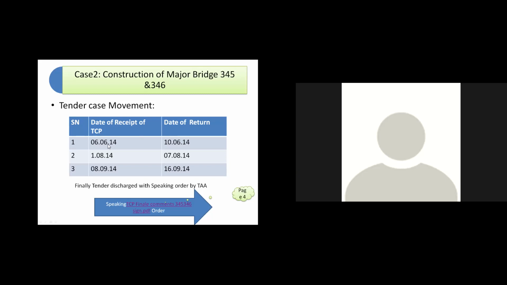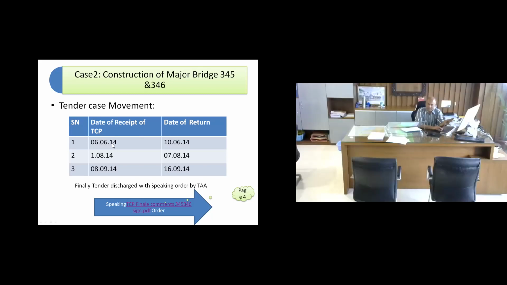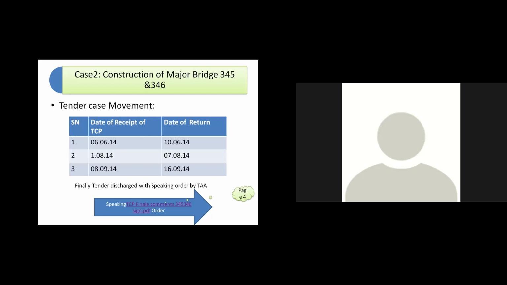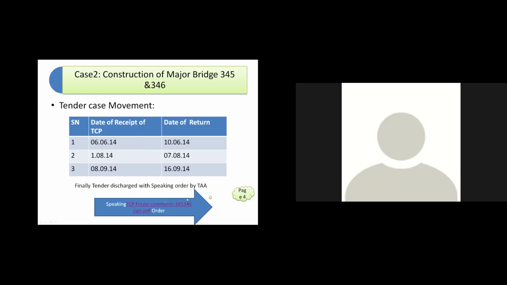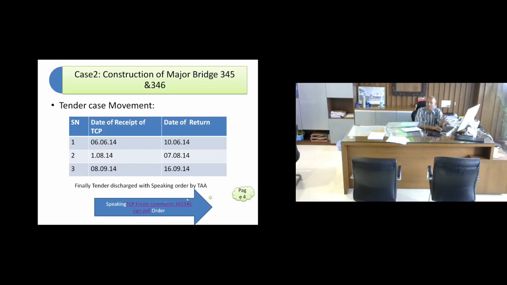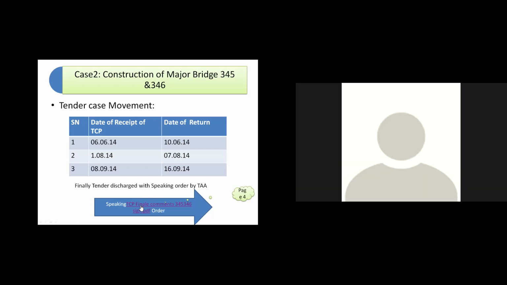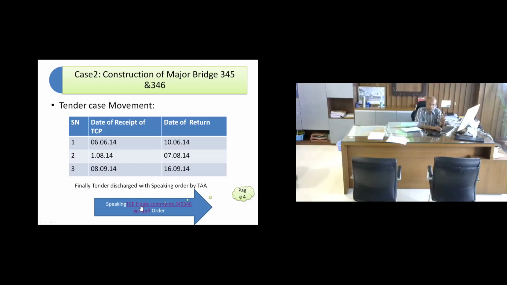So I had recorded on file that it's not meeting the requirements. This is the movement of the file. First it came to me on 6/6/14, then I returned it on 10/6. Again it came back to me on 1/8/14, I returned it on 7/8/14. On 8/9/14 it again came back, and on 16/9 I finally discharged the tender against the recommendation of the tender committee. You know, when you disagree with the committee's recommendation, you have to give your speaking order.